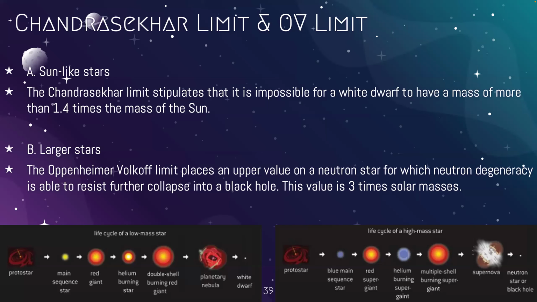So these two limits, the Chandrasekhar limit and the OV limit, set the higher limit. Please remember, the Chandrasekhar limit sets the higher limit for the white dwarf, whereas the OV limit sets the higher limit for a neutron star. So that's all for unit E5.